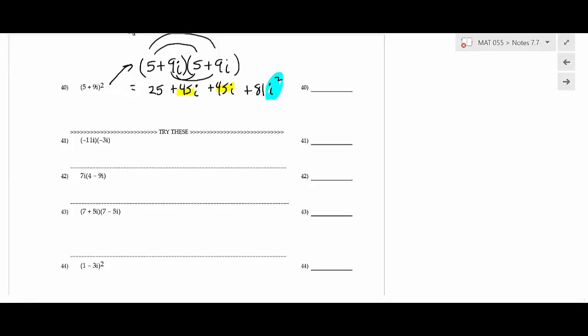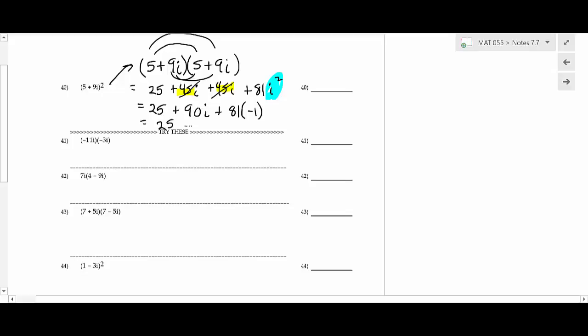You can do that all in one step if you want to. So that's 25 plus 90i. Those things are like terms, so they go together. You can start skipping a few steps in your head because that 81 is just going to change to negative 81, right? So what you have next is 25 plus 90i minus 81. What else can you do?